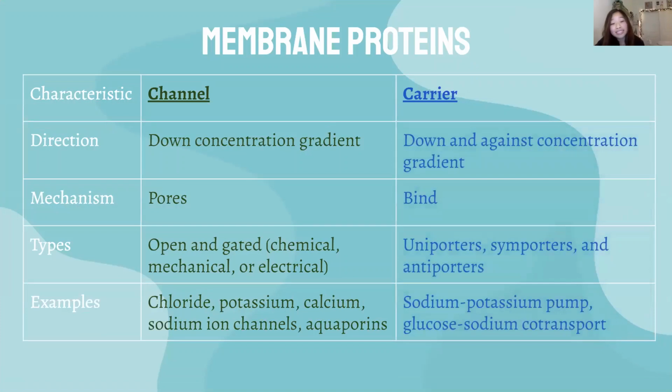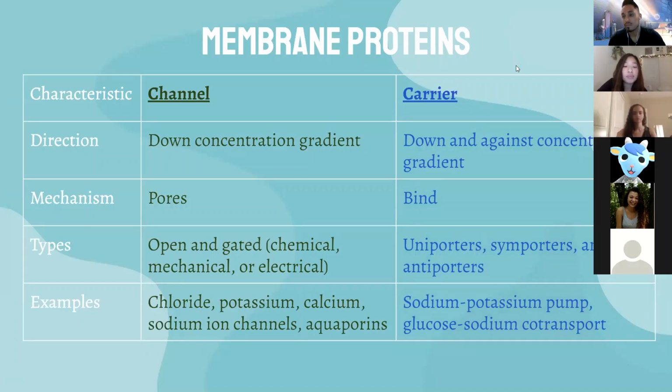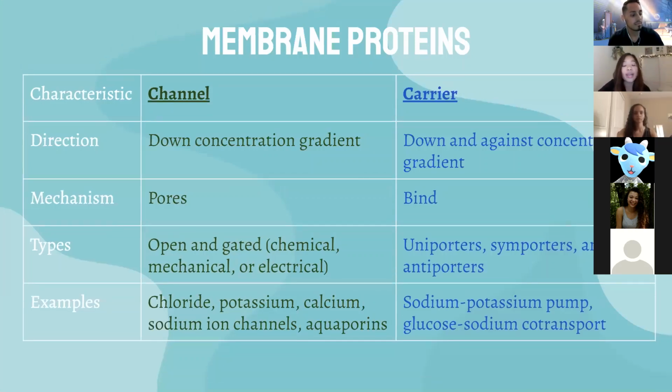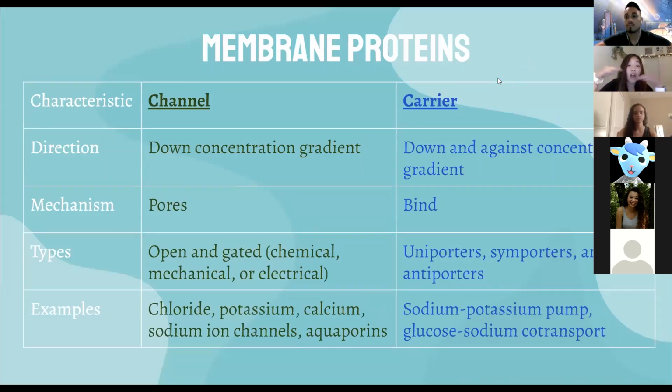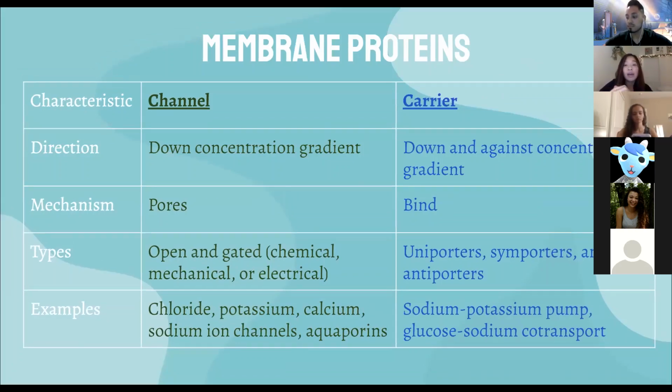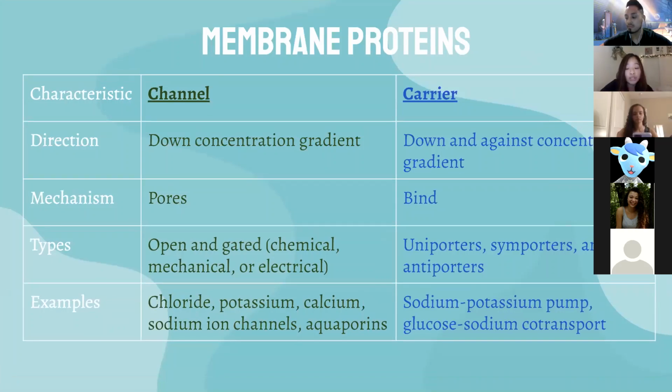Carrier proteins can transport substances across the membrane, both down and against the concentration gradient. They can be uniport, which means they transfer only one substance, symport, which means they can transfer two or more substances in the same direction, or antiport, which is when they can move two or more substances in the opposite direction. Examples of carriers include sodium-potassium pumps and glucose-sodium co-transport.